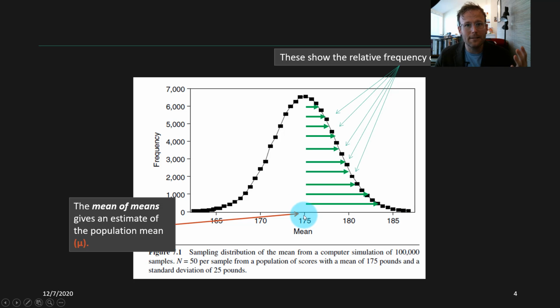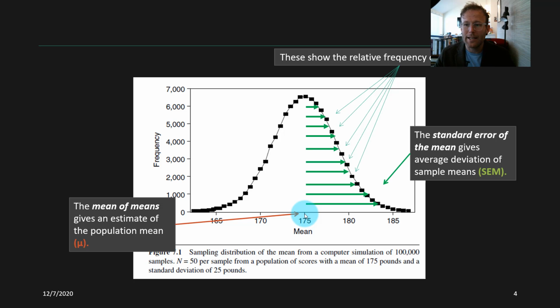Because again, any individual sample might underestimate or might overestimate, but on average, the mean of our means is 175, because we have an unbiased estimate of the population mean. And each of these levels of the mean spreads out, and the density changes as a function of how far away from the population mean we are, right? That follows the same proportions as a standard deviation, because this is our standard error of the mean. The standard error gives us the average deviation of sample means away from the population mean.